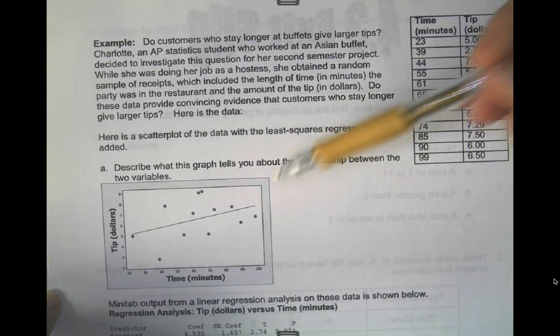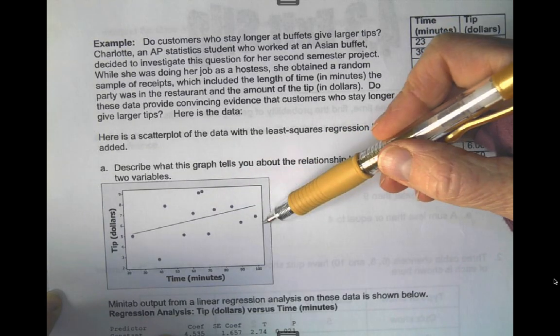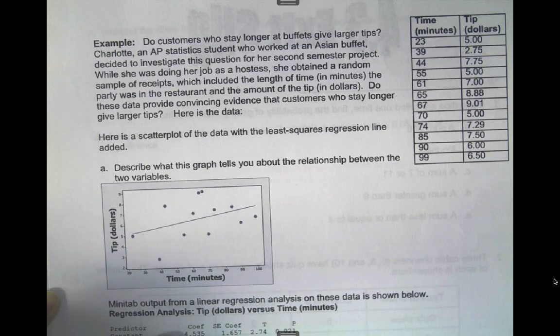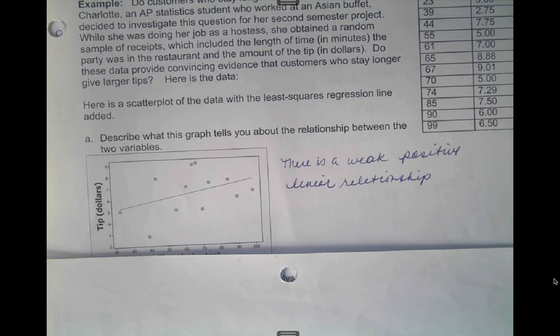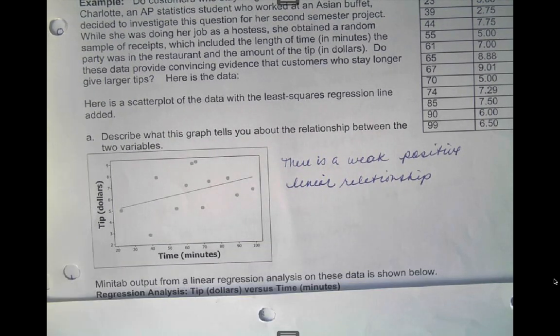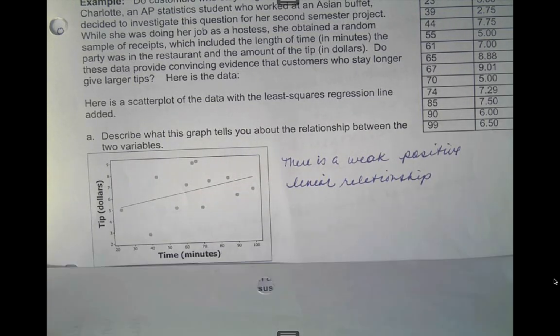So first thing right here, the scatter plot, you should be able to kind of answer this question right there already. If I look at the scatter plot, I would be able to say that there is a weak positive linear relationship between time and tip. Again, if this was the AP test, I would write it all out in context.